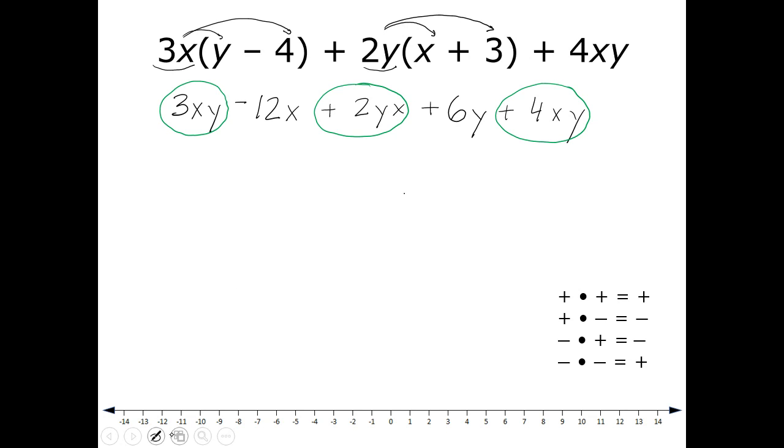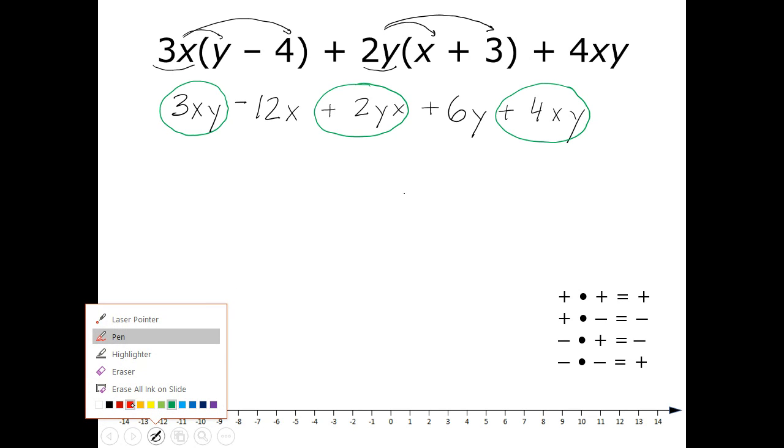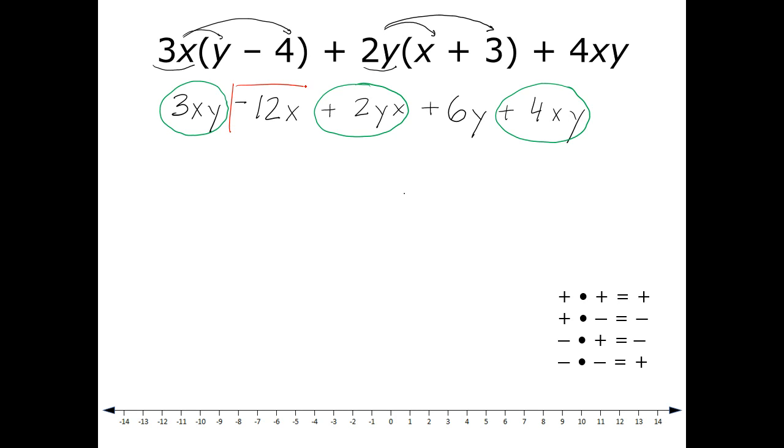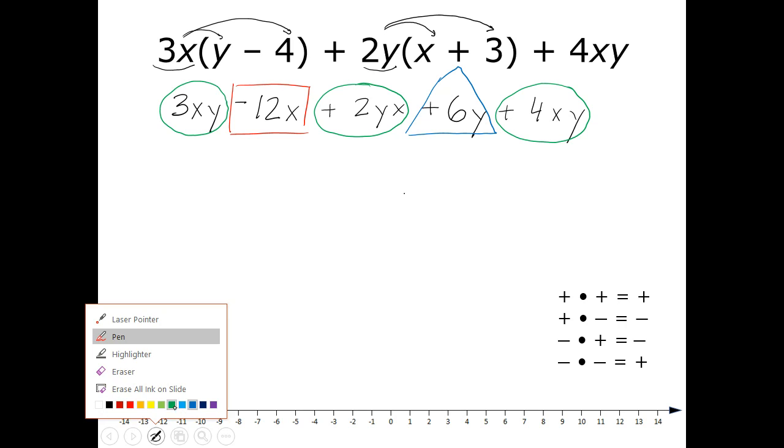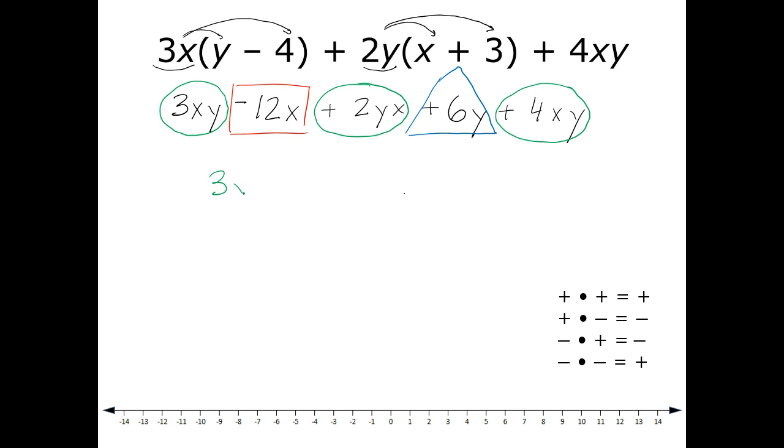Okay. Then I have negative 12x. There are no other x's by themselves. And I have positive 6y. No other y's there. Okay, so let's go ahead and start with the xy's. 3xy plus 2yx plus 4xy. Let's go ahead and combine those three.